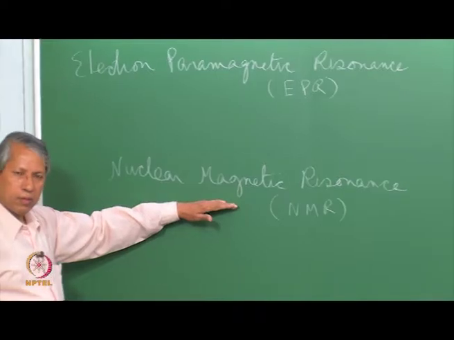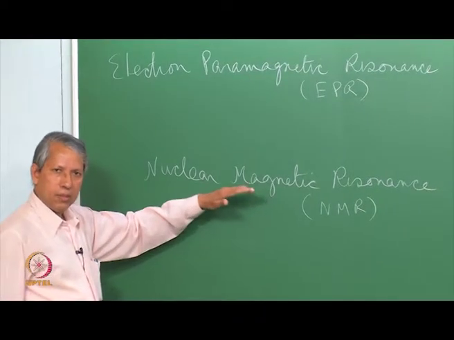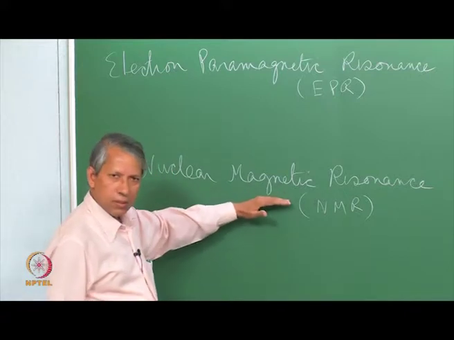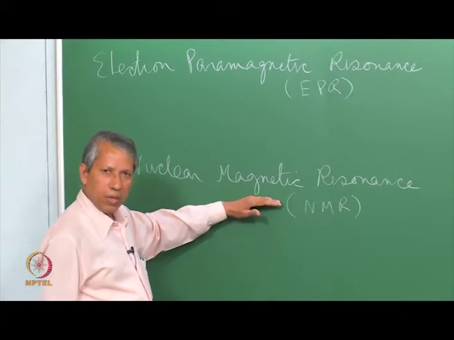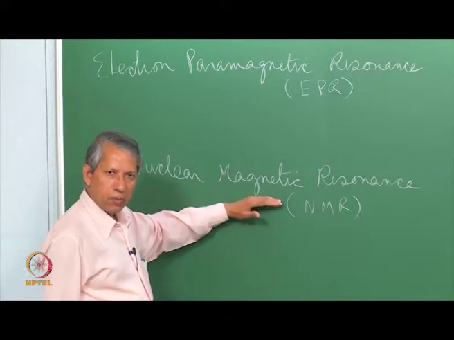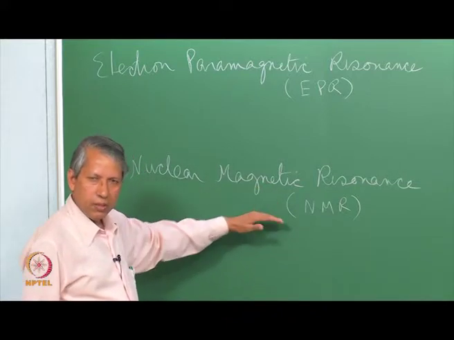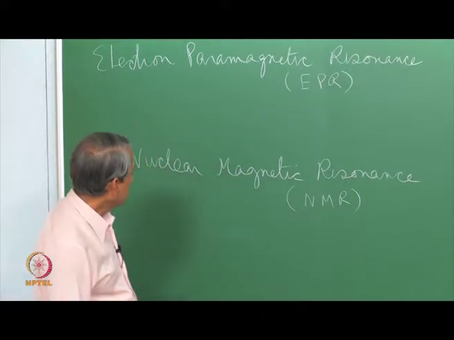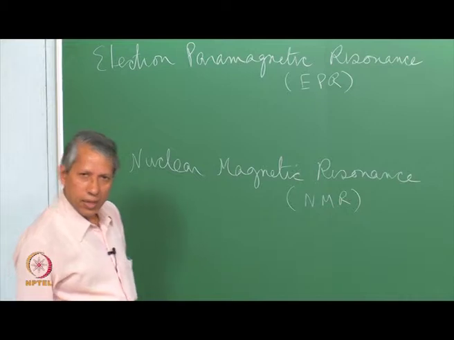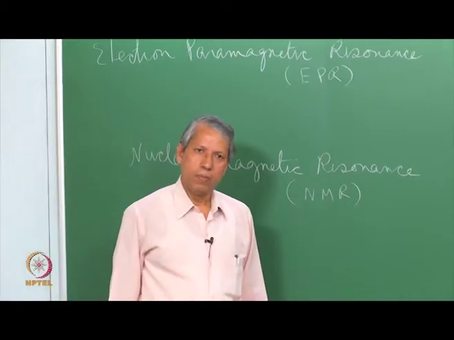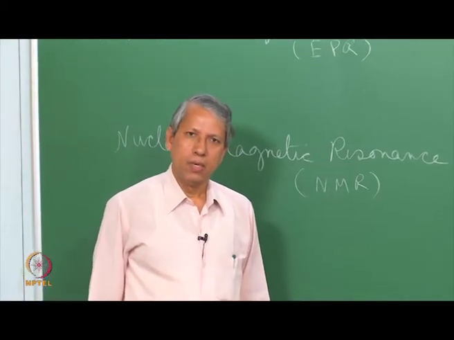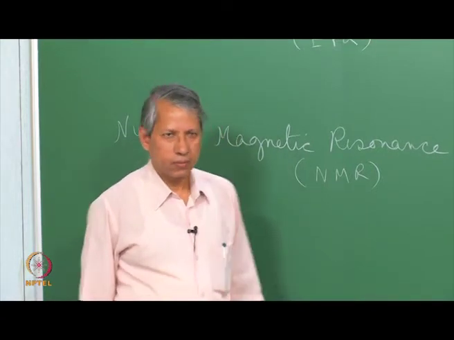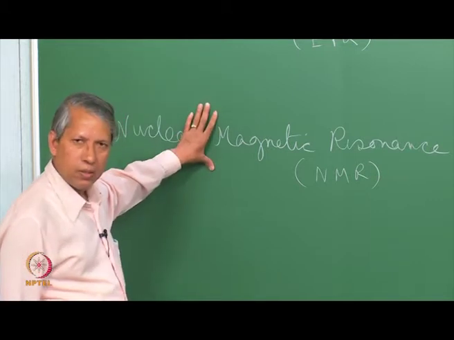Here in NMR, the key requirement is that certain nuclei have magnetic moments, and because of their magnetic moments, some spectroscopy can be done if they are put in a magnetic field. In a very similar manner, electrons are also known to have magnetic moments, and when they are kept in a magnetic field, one can do spectroscopy on that. In that sense, they are very similar.